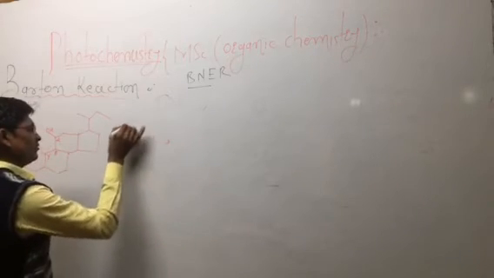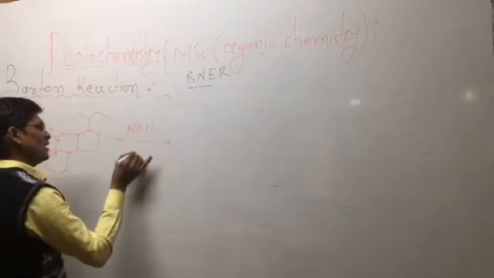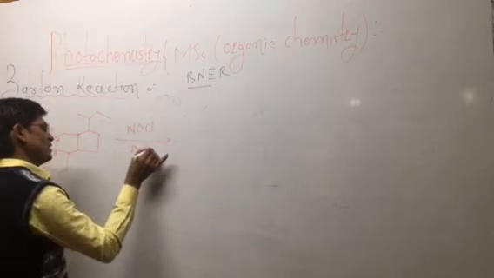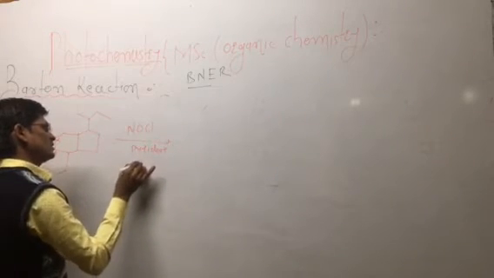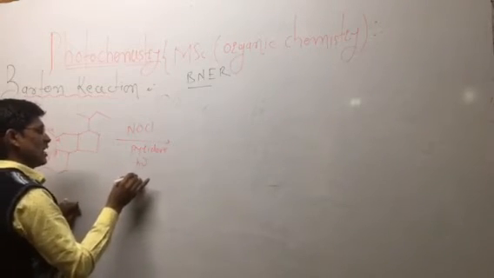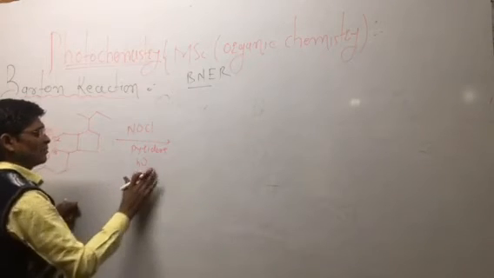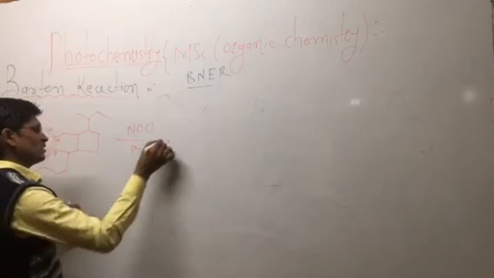So this is treated with NOCl, nitrosyl chloride, in the presence of pyridine as a base. In sunlight, photo irradiation takes place, followed by hydrolysis in acidic condition. So what happens? What is the product of the synthesis?